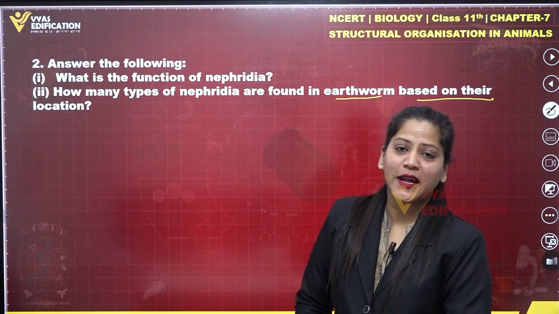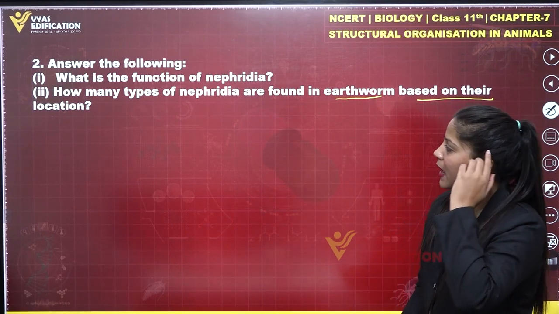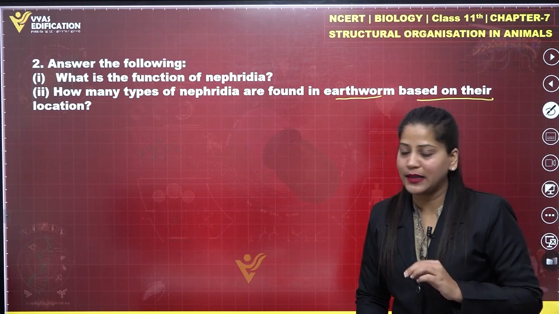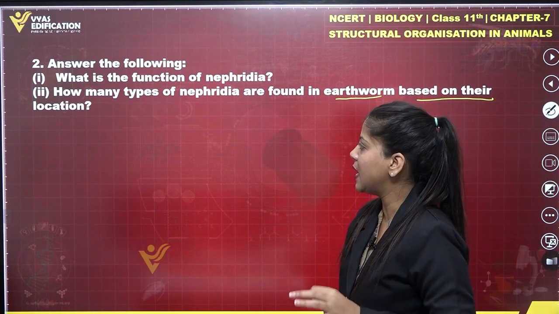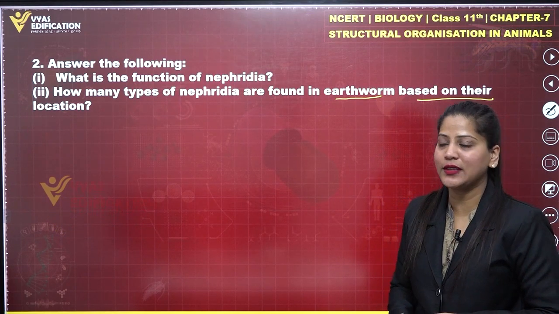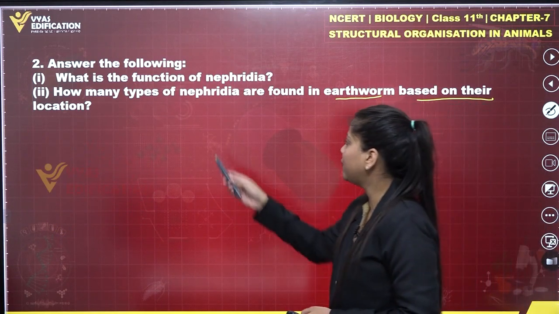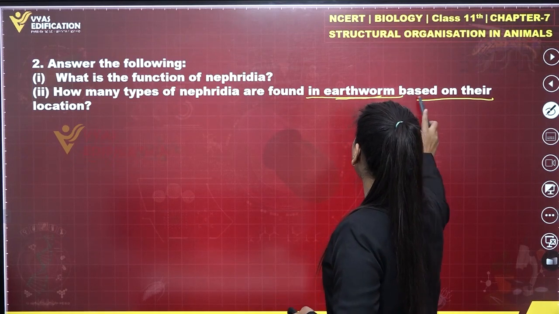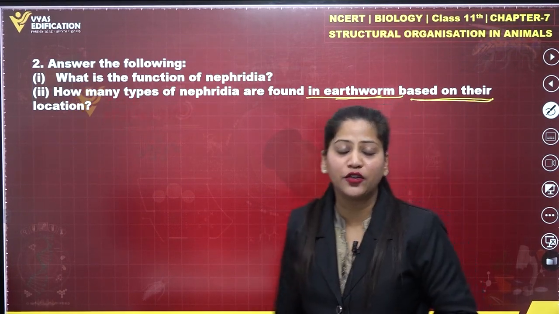So now moving on to the next question, that is question number 2, and it also has 2 parts in it. The first part of this question asks what is the function of nephridia, and the second part of this question is asking how many types of nephridia are actually found in the earthworm based on their location.